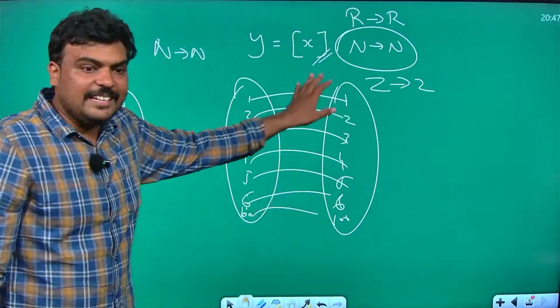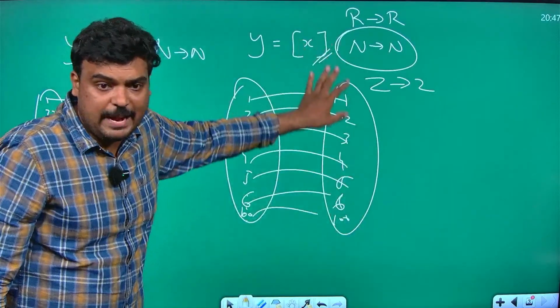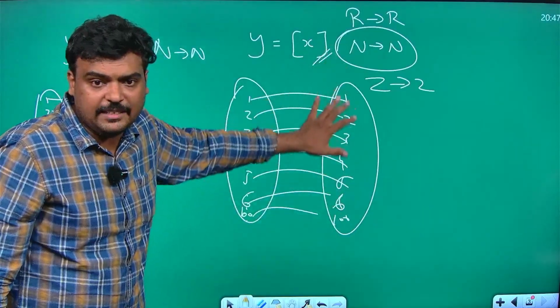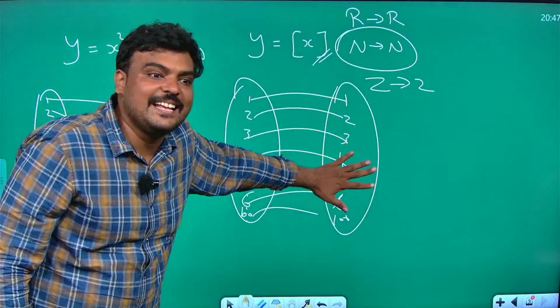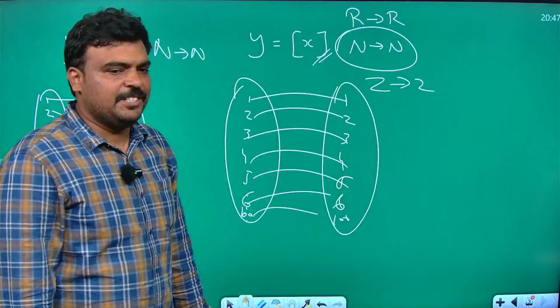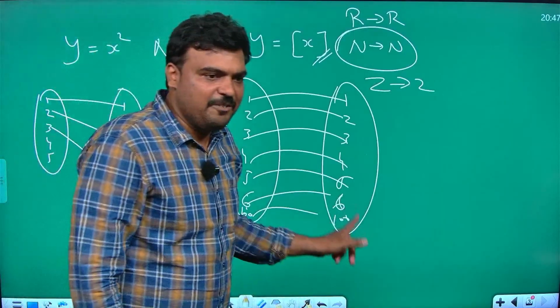So, is there any chance that a number will not be mapped here? No. So we can say this is a 1 to 1 function. 1 to 1 for sure, but now we are speaking about onto.